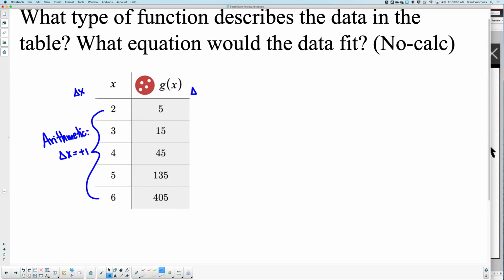Okay, how about delta y here? We add by 10. What about here? 30. Okay, if it's quadratic, we'll be adding the same amount, so it'll be like 10, 30, 50, 70, 90, and so on. If it's quadratic. Is this going to be quadratic?